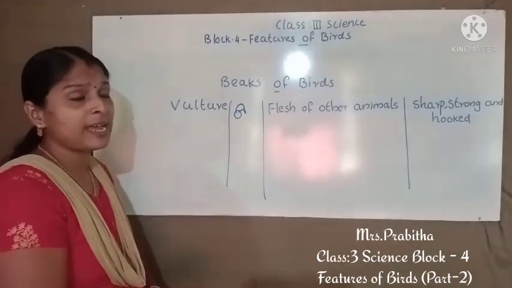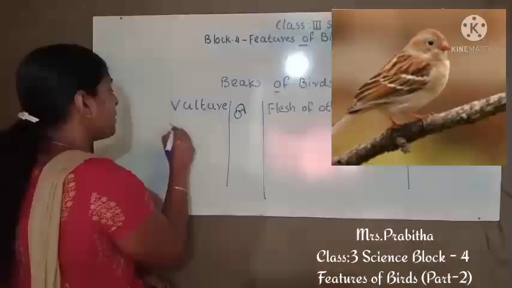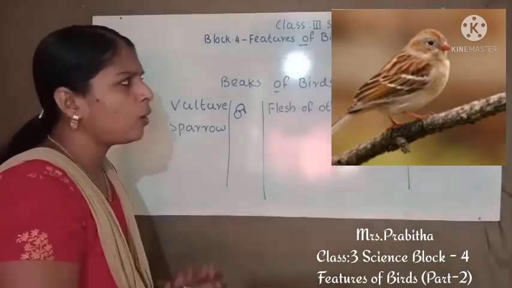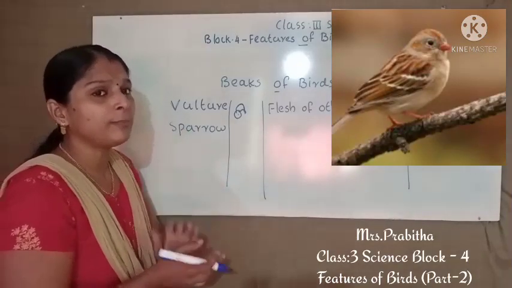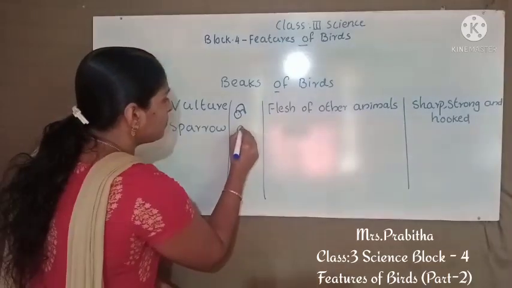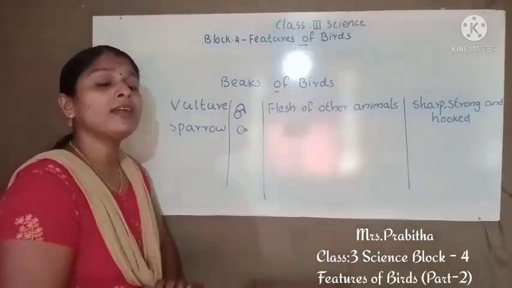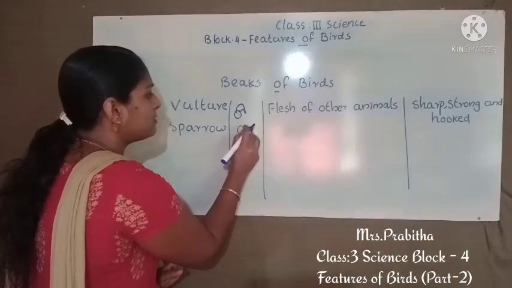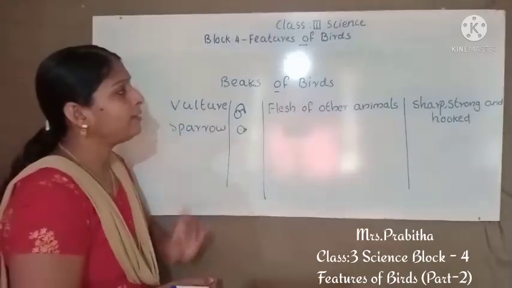Then look at the bird, children. Which bird is that? Look carefully. It is sparrow. Everybody look at the beak of that bird. How is it, children? It is a small and pointed beak. How is the beak of sparrow? A small and pointed beak. Sparrows have small, pointed beaks.